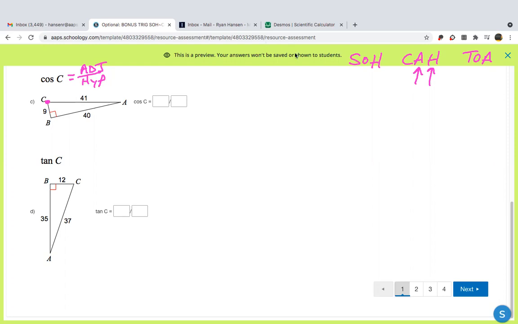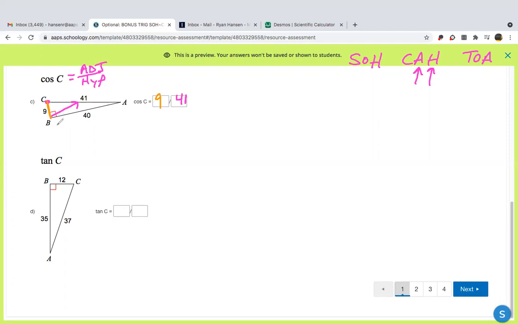If we put our marker on C, remember the adjacent always connects your reference angle to the 90-degree box. So that would be this side here, which is 9, over the hypotenuse. The hypotenuse goes on the bottom. Again, the hypotenuse is the longest side, so it has to be the 41. Or if you don't want to use that rule, find the 90-degree angle, throw a rock across to the other side, bang, you hit 41. So in this one, folks, the cosine from C is adjacent over hypotenuse, or 9 over 41.